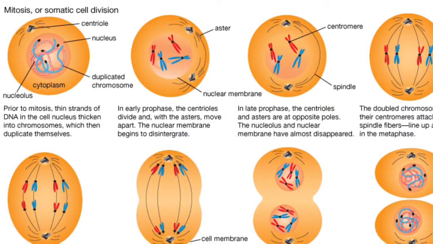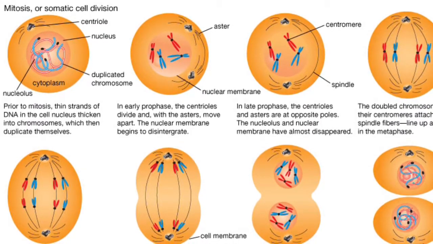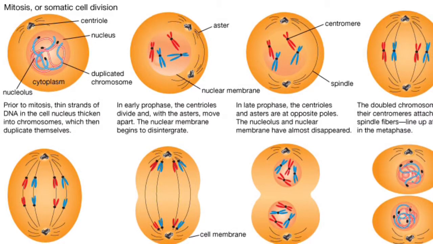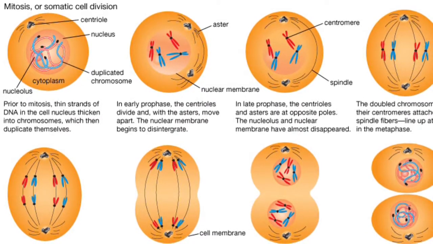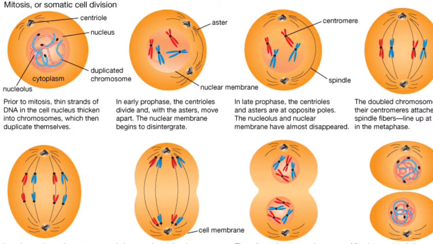The second phase in mitosis is the prophase. This is where the chromatid pairs become visible, the spindle fibers begin to form, and the copies of the chromosomes are fastened together. At this point, the nuclear membrane has also disappeared.